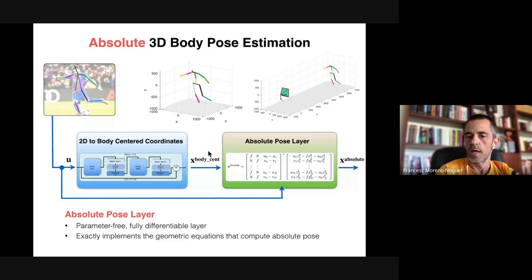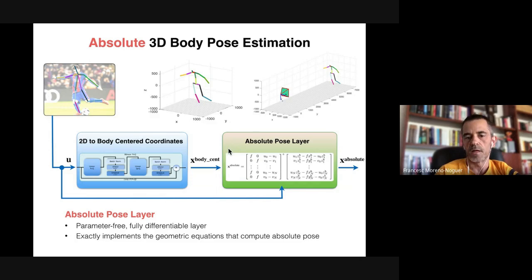And here we just added an absolute pose layer. What we did here was to exactly implement the geometric equations that compute the absolute pose. We didn't train this with data because this was a closed form solution. We put these equations in a differentiable manner in connection with the body-centric coordinate estimation. So that's what I said, that we also try in our group to reason about the geometry and introduce these layers that reason about the geometry inside the deep learning networks.